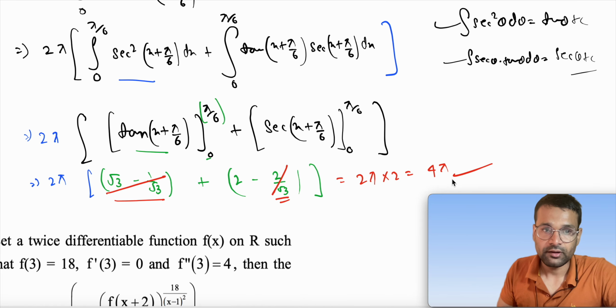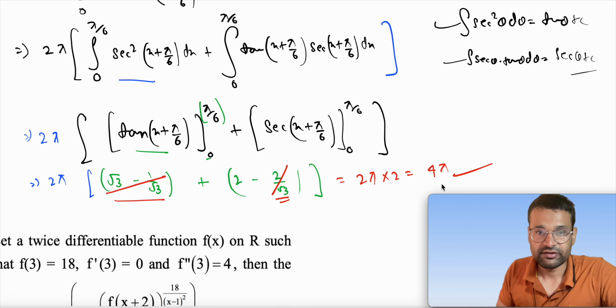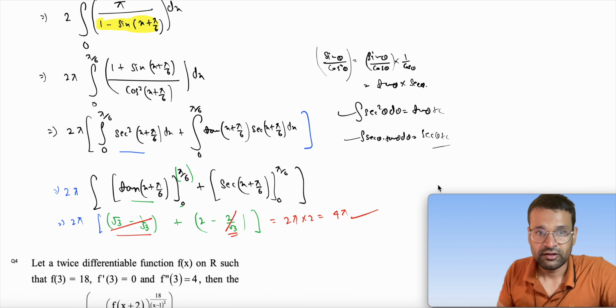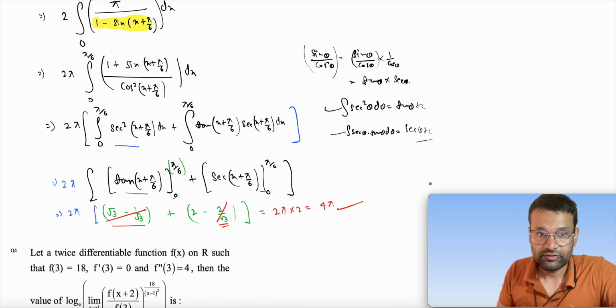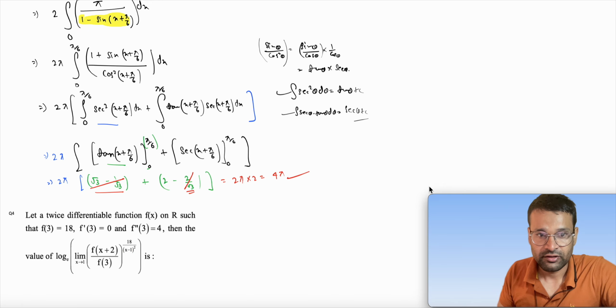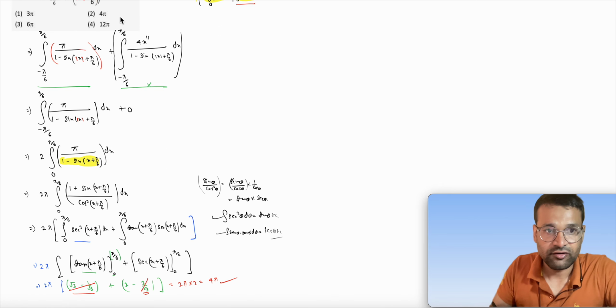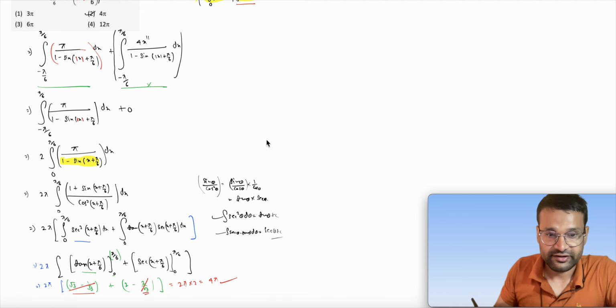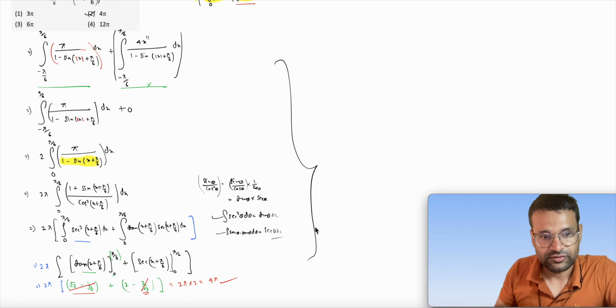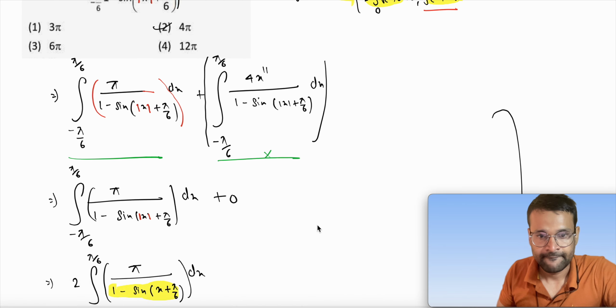Okay, now 4 pi, now we see the solution. Now we see our options, which option matched. So for this I zoom out, and we see the second option was correct. Okay, 4 pi was the answer. So this is a very simple question from definite integration.